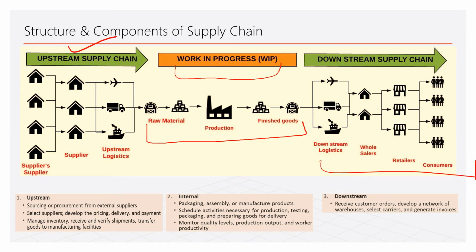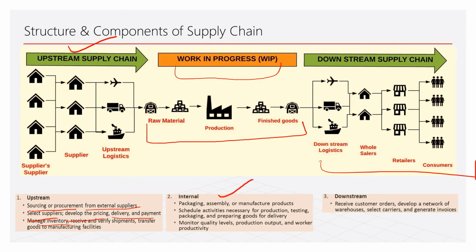In the upstream supply chain, generally we are dealing with the sourcing activity, or you can say procurement activities from the external suppliers. We are selecting the suppliers, developing the pricing, delivery times, payments, and managing the inventory. These are the activities we usually do in the upstream supply chain.